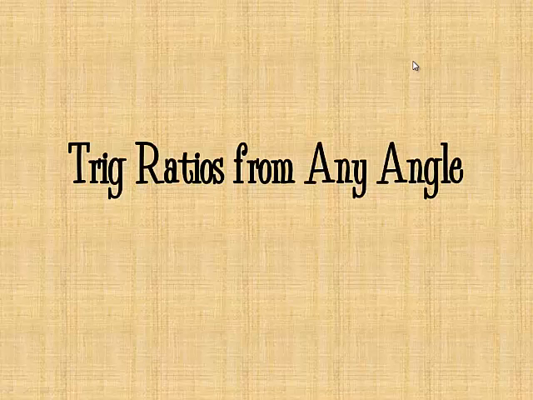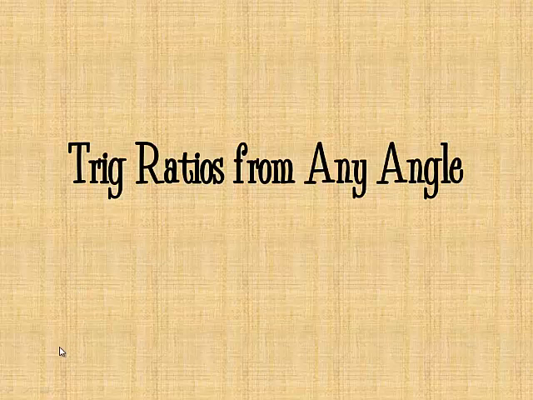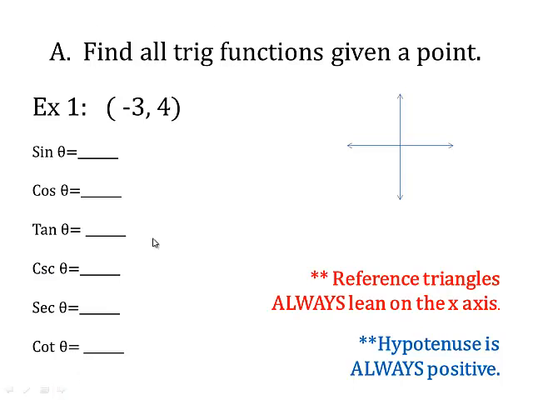Okay, this video is about finding the trig ratios from any angle, any place along that unit circle. So what's going to happen is I'm going to give you a point, and you're going to use that point to create an angle theta. That means you're going to have to draw a reference triangle. Notice this little hint: it always will lean on the x-axis.